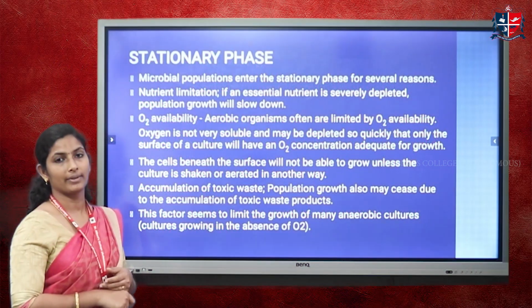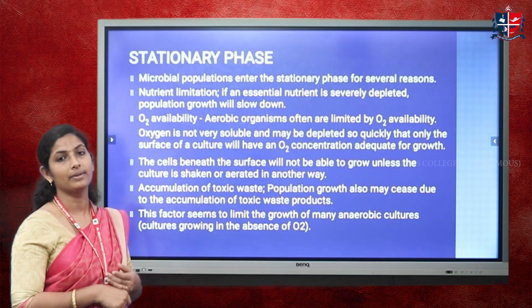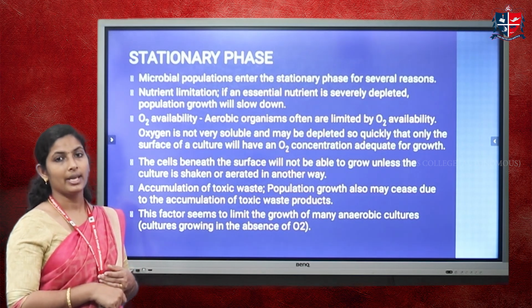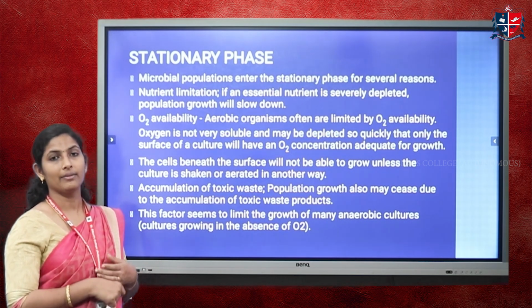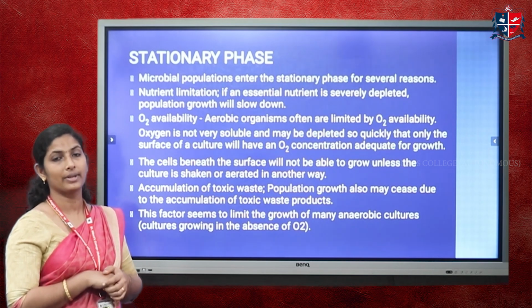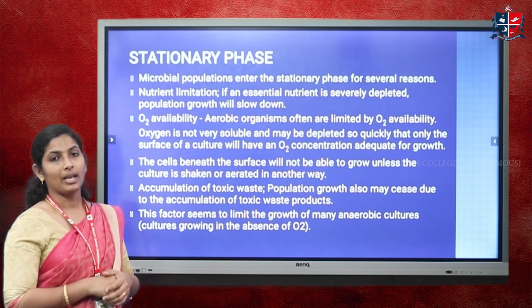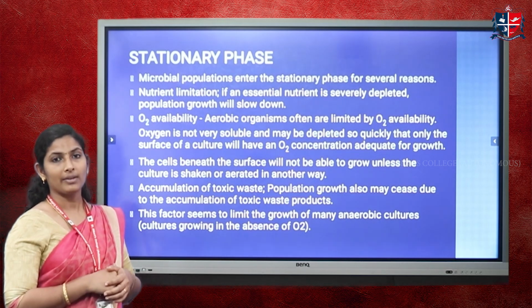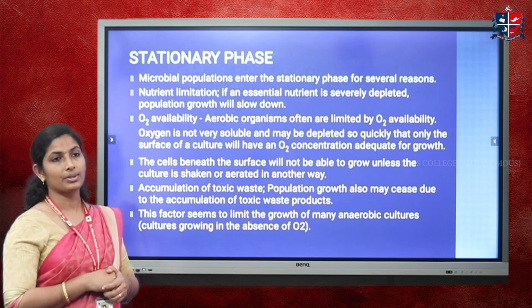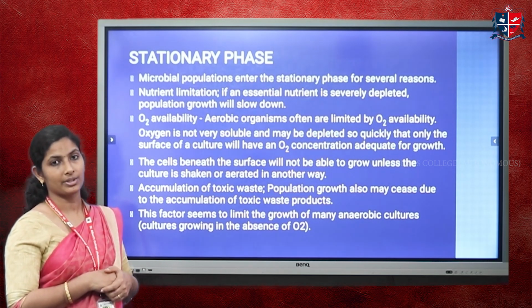One is oxygen availability. For aerobic organisms, it is very important. They need to have a continuous supply of oxygen. And as we said earlier, when the cells get overpopulated, some of them go beneath the surface, and those cells will not receive oxygen, and they will undergo death gradually. Another reason is that even if they are receiving oxygen, due to their overpopulation, they won't have much space to grow. And due to this reason also, the number of cells cannot be increased by the division process.